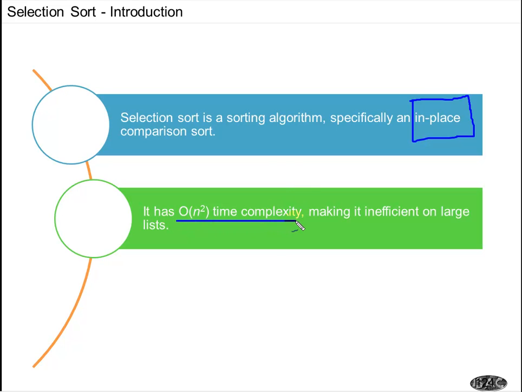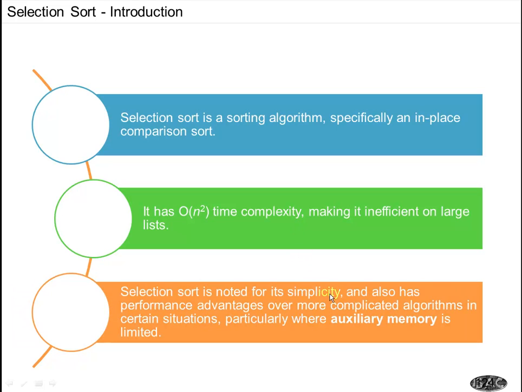It has order of n square time complexity, similar to bubble sort, but it has an advantage that since this whole thing is an in-place comparison sort, it is better for those systems which have an auxiliary memory limitation, because it takes less memory than bubble sort. So selection sort for the same input will take less memory than bubble sort. So that's why selection sort is better than bubble sort.